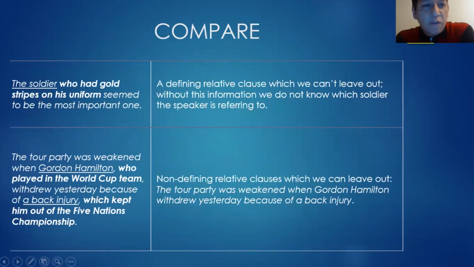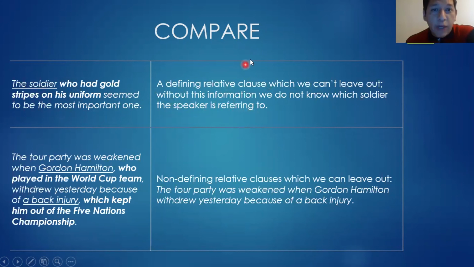It says, the soldier who had gold stripes on his uniform seemed to be the most important one. Okay? Now, in this case, we have the soldier, who is our relative pronoun. It says, a defining relative clause which we can leave out. Without this information, we do not know which soldier the speaker is referring to.